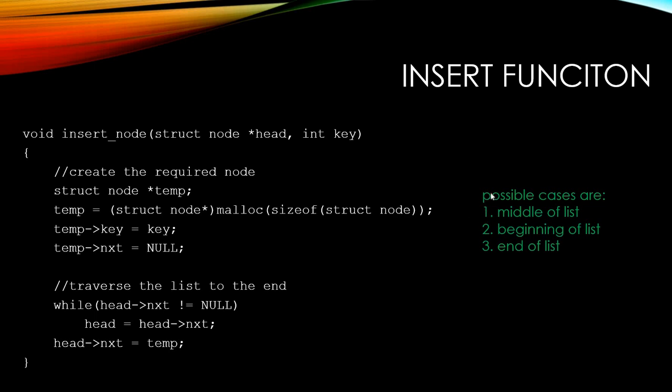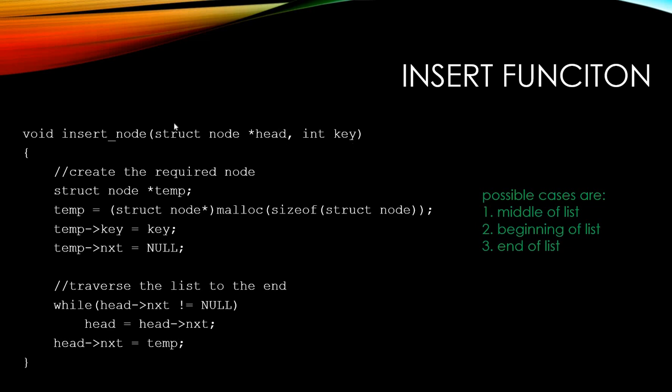Inserting an element inside a linked list can be done in three possible ways: at the middle of the list, the beginning of the list, and the end of the list. Let's see. We already have a function here which I wrote. Let's see what this function does. This function has no output, but it has two inputs. One is this key value, the key value that I have to insert.